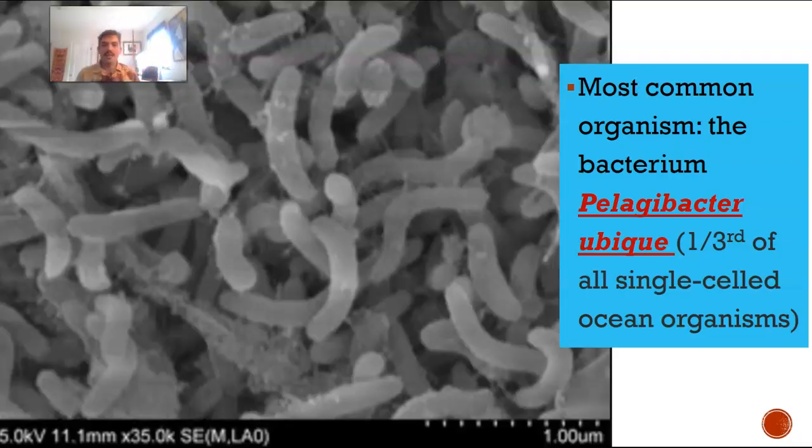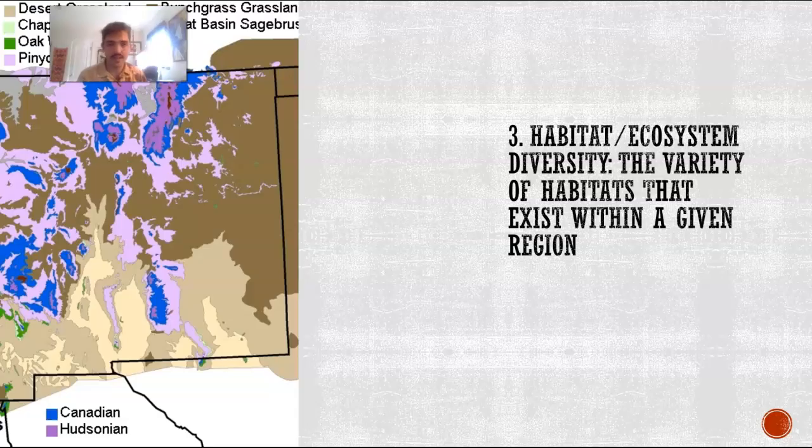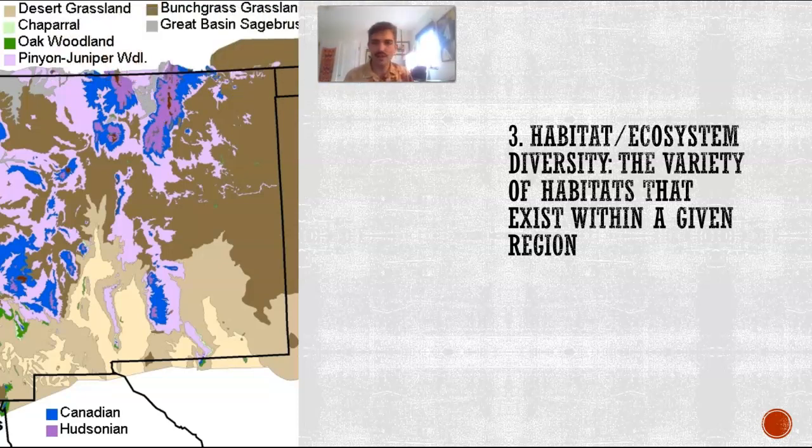Okay, and so the most common organism is the bacterium Pelagibacter ubique. So one third of all single-celled oceanic organisms. There's bacteria everywhere. Everywhere you look on the planet, there's bacteria. Okay, and just to note, these are the different ecosystems in New Mexico. So we have grassland, the Great Basin sagebrush, the chaparral, the desert grassland, the piñon-juniper woodland. That's what I'm most familiar with.